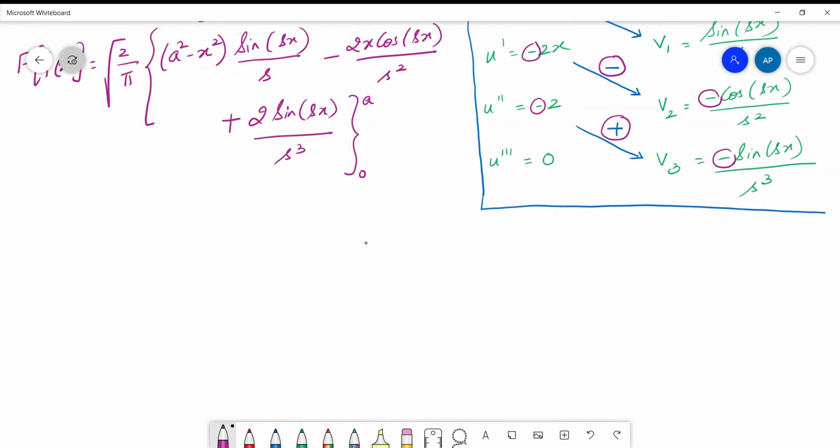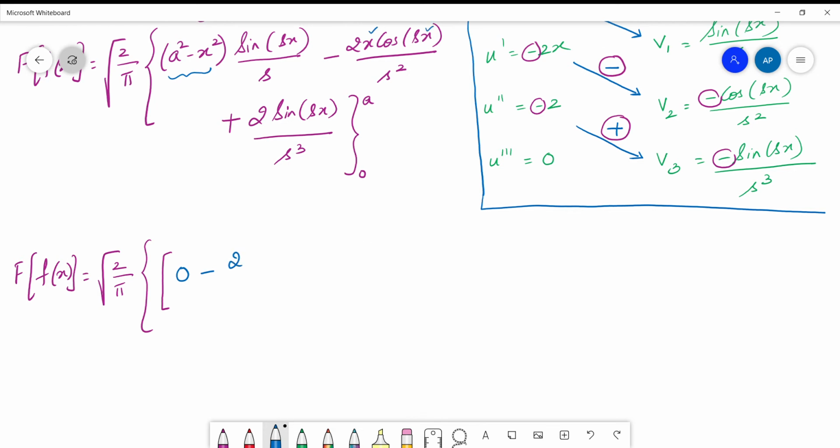Let's apply the limits now. First is the upper limit. So the Fourier transform of f of x therefore gives us root of 2 by pi. Let me now substitute the upper limit. So open up a square bracket. I need to replace x by a. So the first term, if I put, it gives you a square minus a square. So it is 0 minus 2 into, I am replacing x by a. So I get 2a cos of as divided by s square, and then I get plus 2 sine of as divided by s cube. That is the next term.